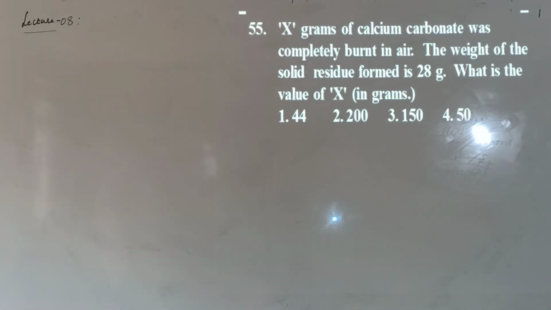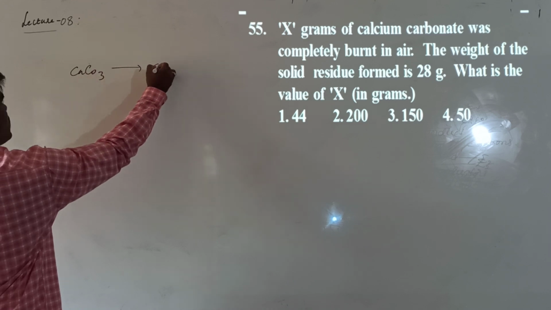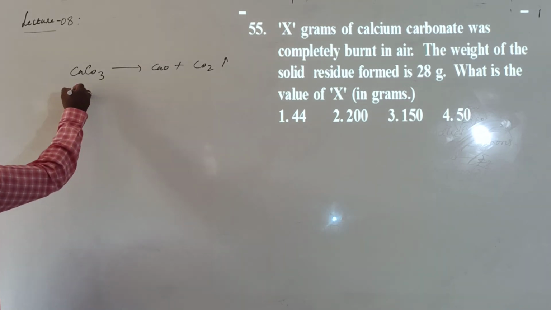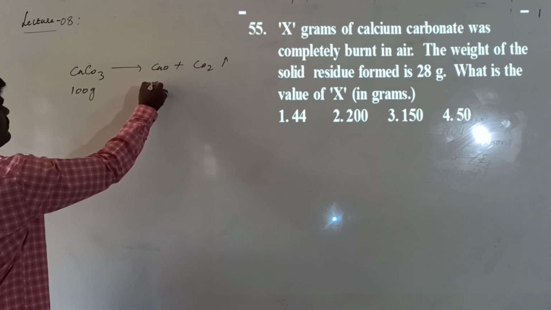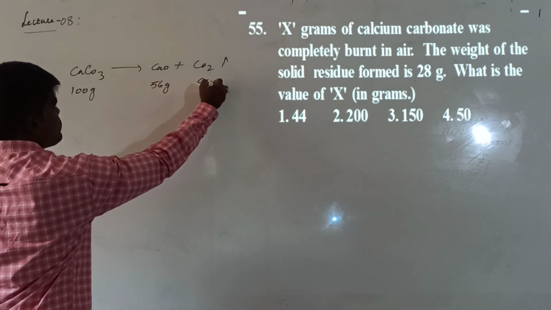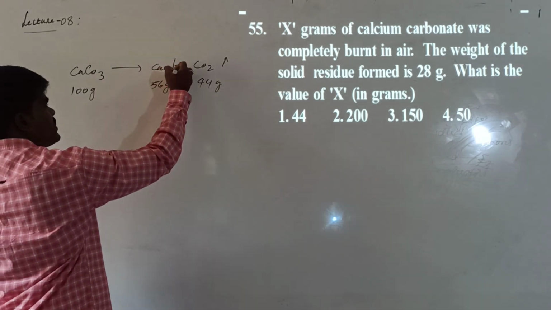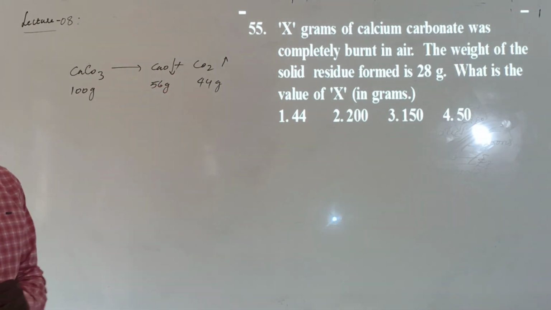X grams of calcium carbonate was completely burnt. The weight of the solid residue formed is 28 grams. What is the value of X? So basically, he is talking about the decomposition of calcium carbonate. What is the equation? Basically, 100 grams of calcium carbonate gives 56 grams of calcium oxide and 44 grams of carbon dioxide. What is the residue? Calcium oxide is the residue which gets settled, and carbon dioxide is the gas which gets liberated.